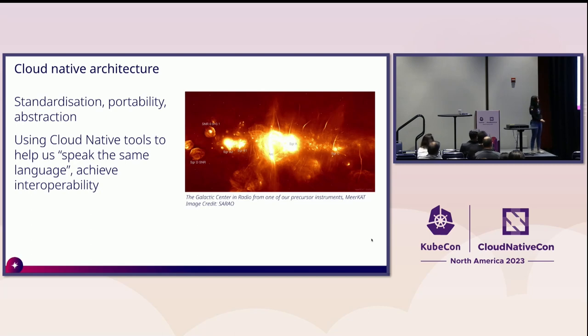The second point I mentioned, with the SKA Regional Center space in mind: we still have some work to do with respect to a cloud-native architecture specifically for the SKA Regional Centers, but given that it's a lot of heterogeneous resources in different jurisdictions across different physical locations, interoperability is going to be really key in the SKA Regional Center network. So if we can use cloud-native tools to help us bridge those gaps and speak the same language, that's going to be really important for the sustainability of the project.